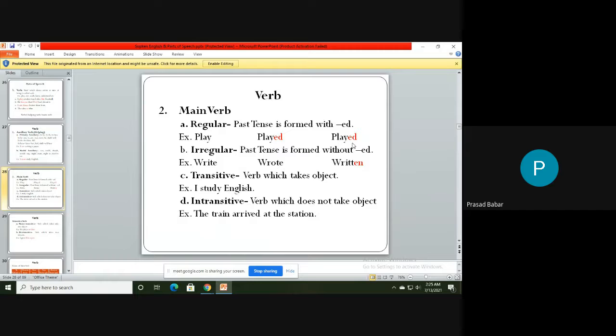In the first example, we took play, and in the past tense we added the ed suffix, and in the past participle form also played remains as it is, and that is why that form of verb is called regular. In this example, there is irregularity in the form of the verb, and that is why this type of verb is called irregular verb.